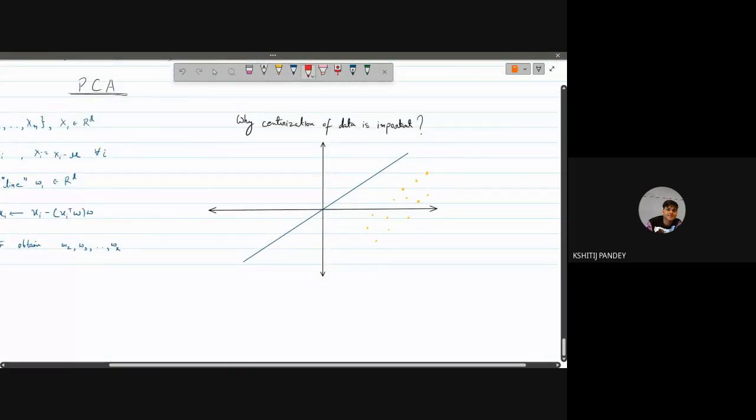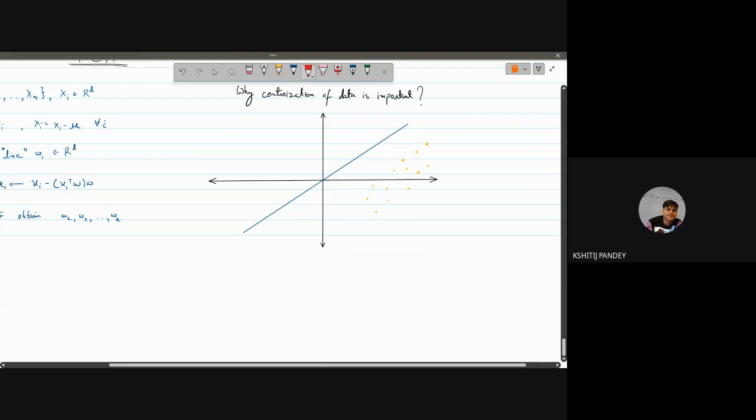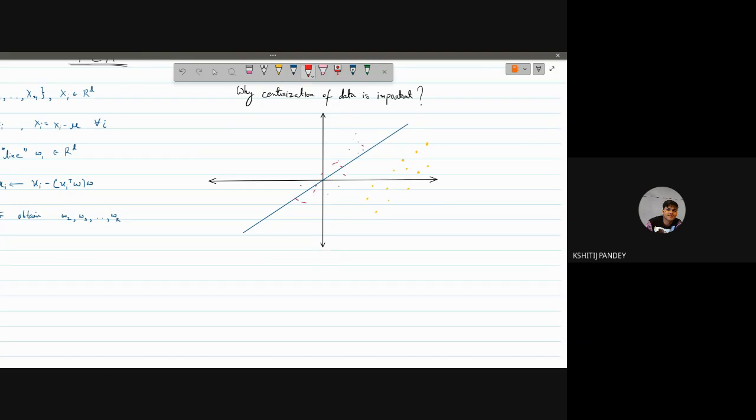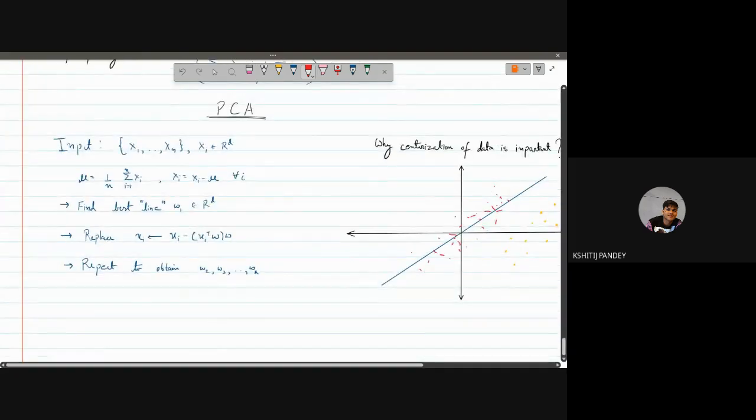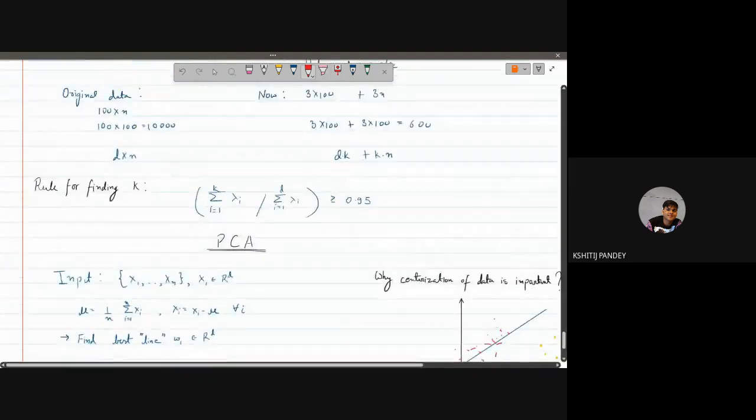So the centered data will be like this. So that's why we need centering.